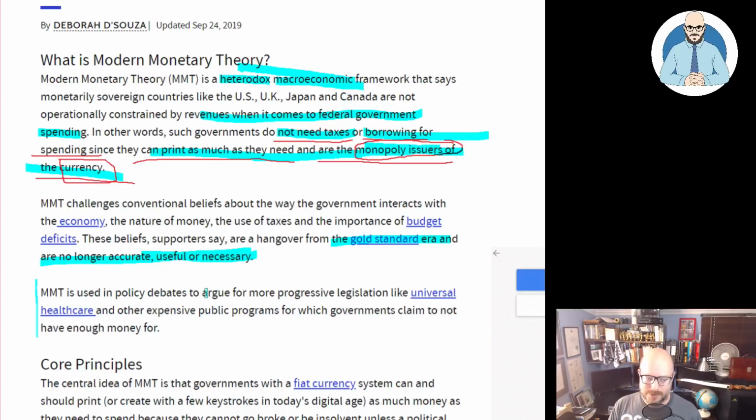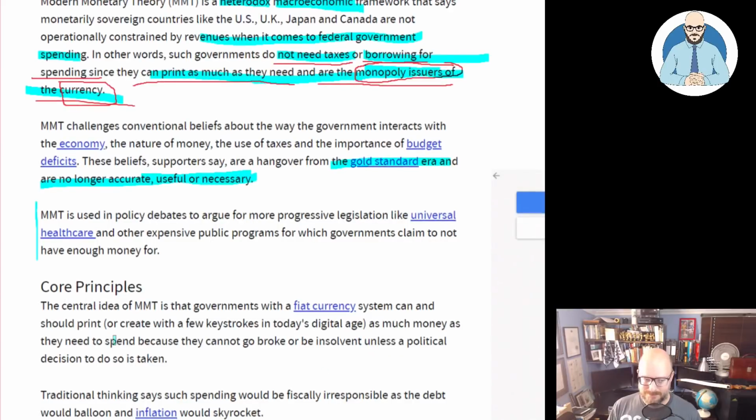MMT is used in policy debates to argue for more progressive legislation like universal healthcare and other expensive public programs for which government claims to not have enough money for. So you just print more money.